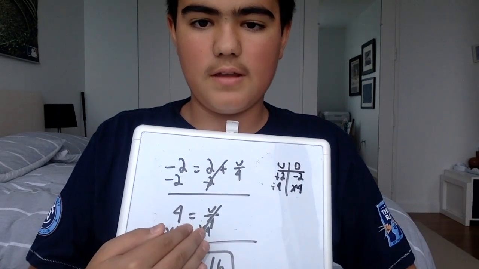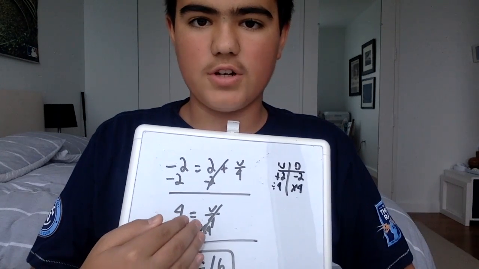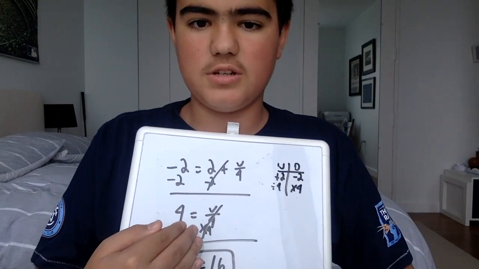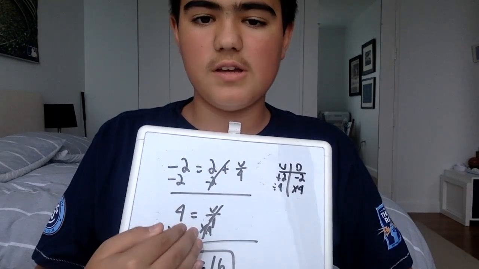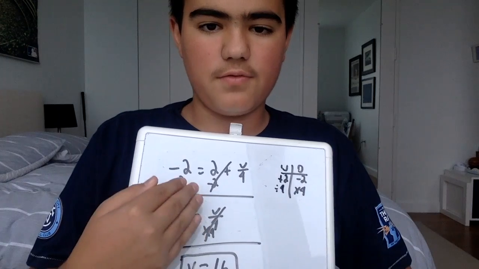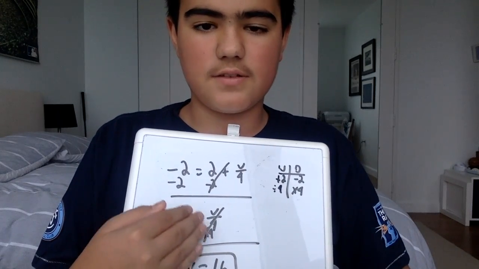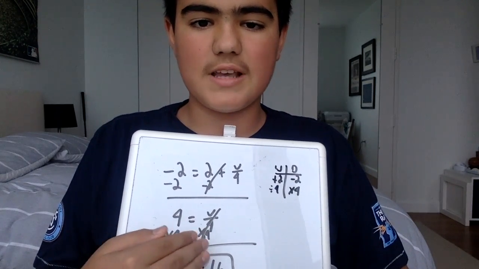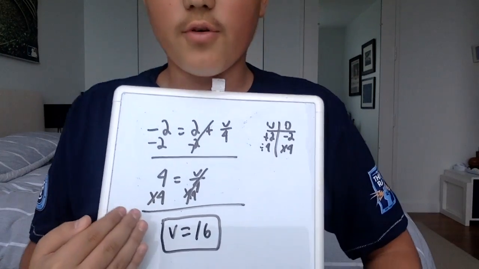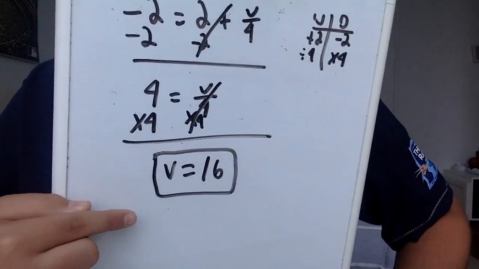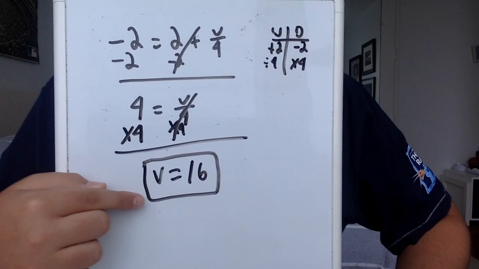And then you would divide that 4 and change it into an inverse operation. So what you would do here is cancel the v and cancel the division, and then what you do to one side, you do to the other side. So negative 4 times 4 is v equals negative 16.